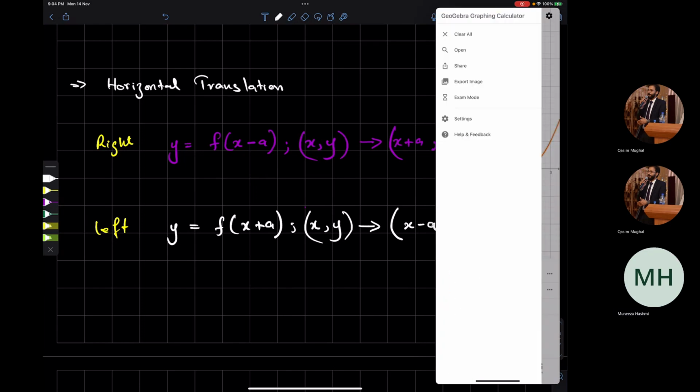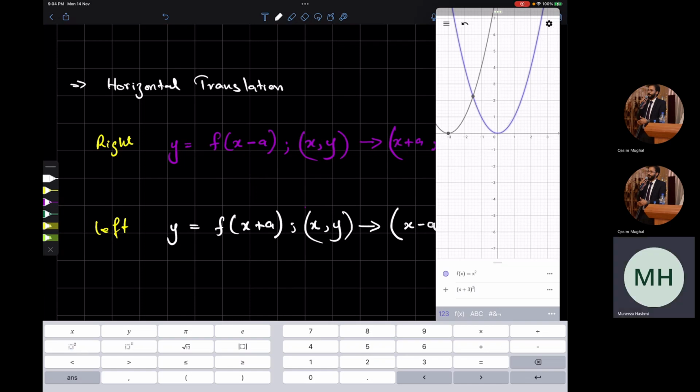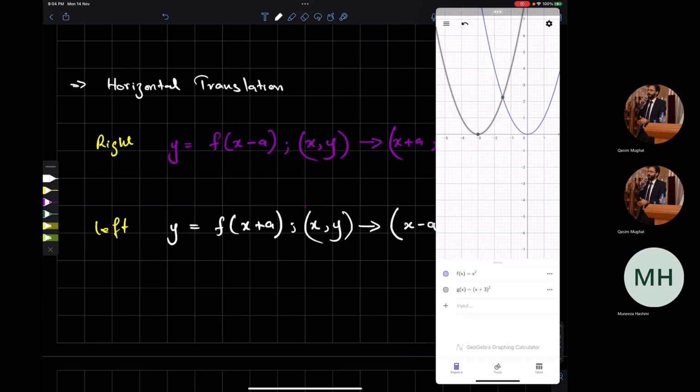So for example, if you have x squared, now I want to move the graph towards the left, let's say by 3 units. So I'll be adding 3 into its x. Okay, so I'll be doing x plus 3 and then the whole square of it. And you see the gray graph has moved towards the left by 3 units. So that is why I wrote it as x plus a.